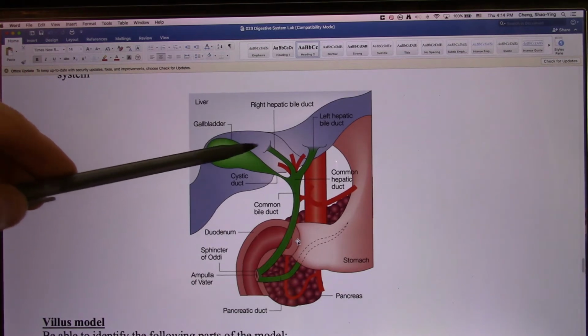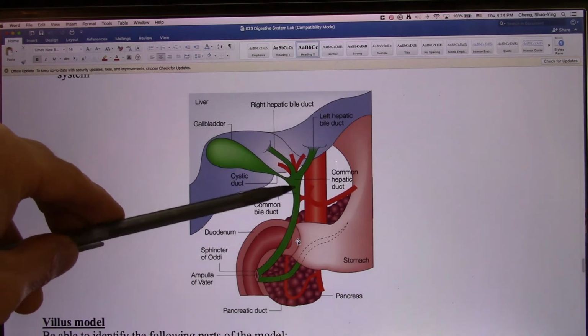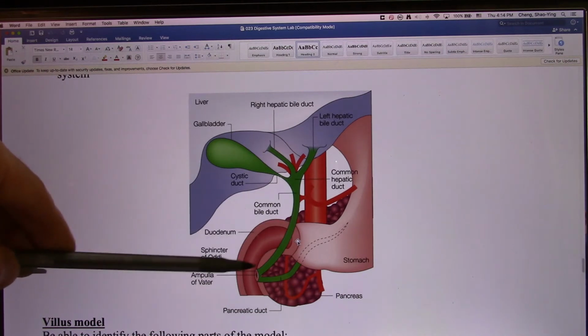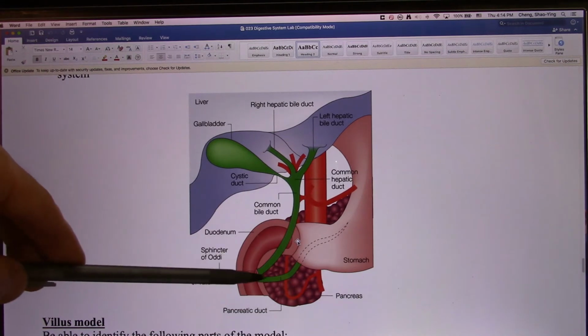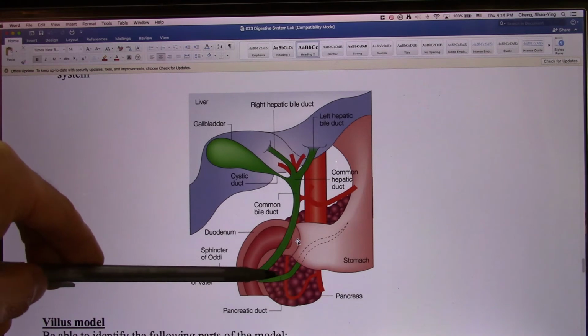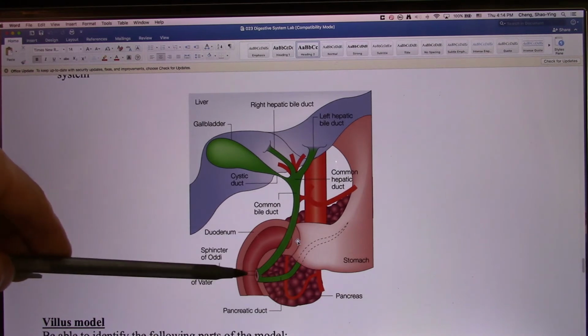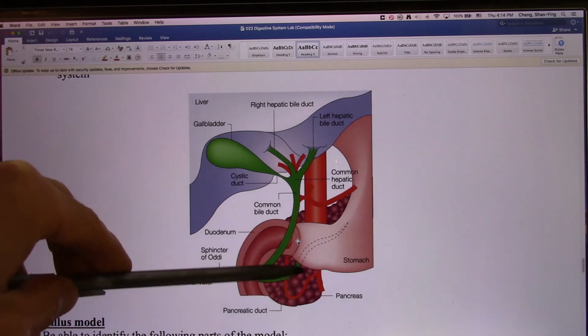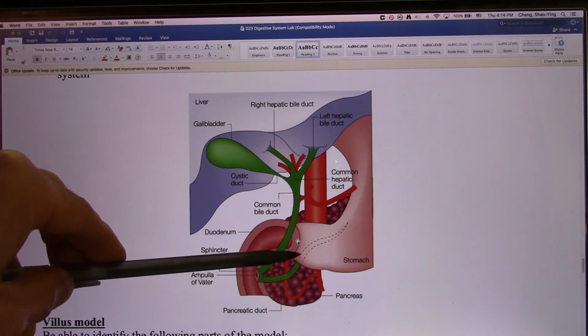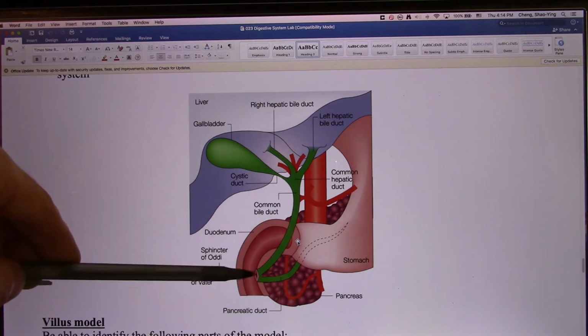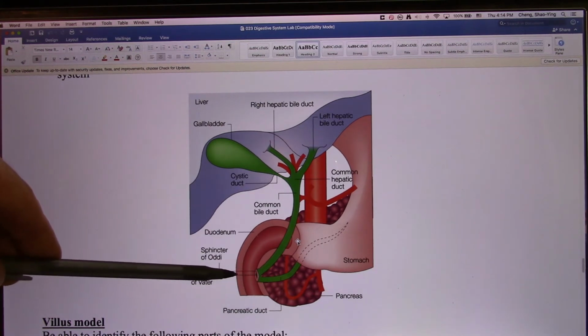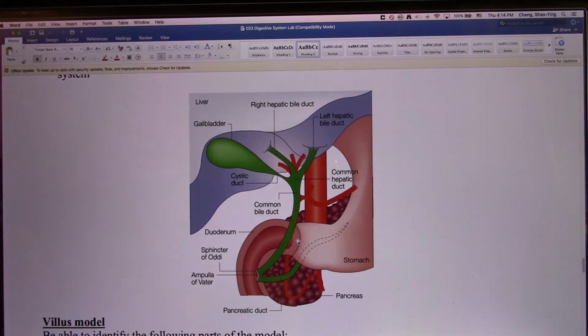The bile goes through the cystic duct and comes out to here. Here you find another duct called the pancreatic duct. These two actually share the same opening. The pancreatic duct releases pancreatic juice. Together, the bile and pancreatic juice go into the duodenum for the digestion function.